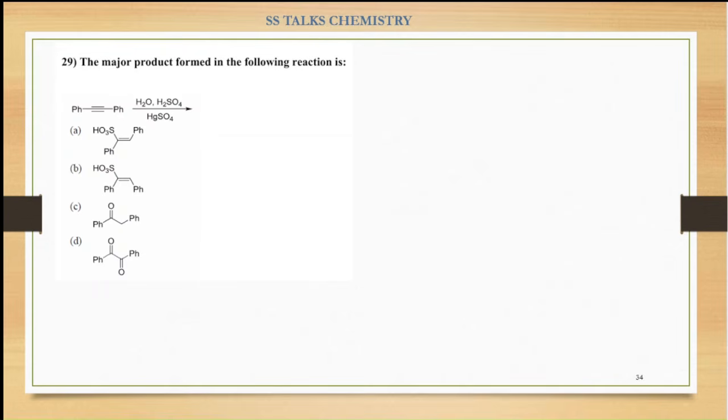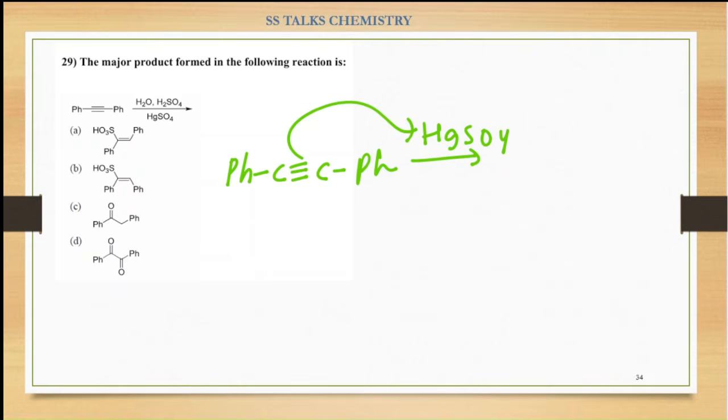Here the alkyne species is treated with water, H2SO4 and HgSO4. So how is the reaction going to proceed? We have the carbon of this alkyne with a Ph group attached. When it is treated with HgSO4 in the presence of the acid, the alkyne group is going to be attacked, so we will get a double bond with Ph, and a three-membered ring is formed over here.